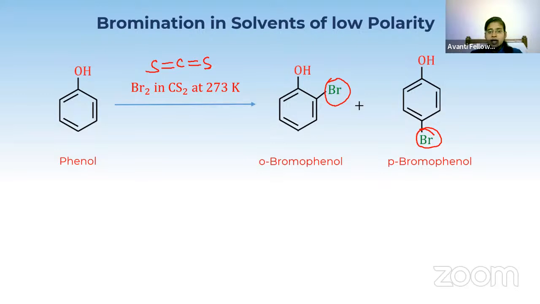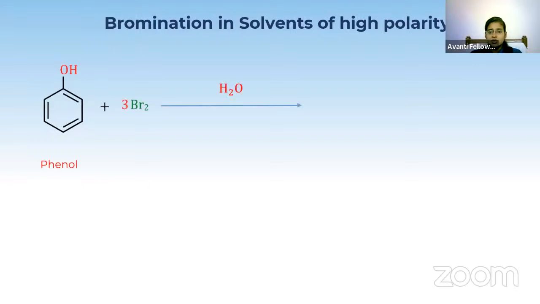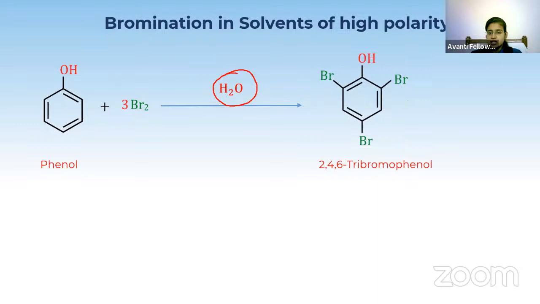Instead of this, if I use a solvent with high polarity, phenol with 3 moles of bromine and water, which is a solvent with high polarity, this will lead to the tri-substituted product. 2,4,6-tribromophenol is formed with the elimination of 3 HBr. This is about the bromination.